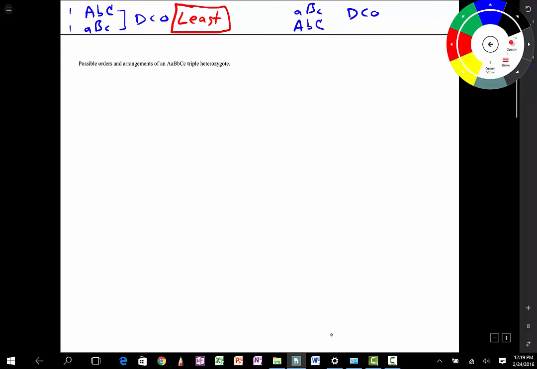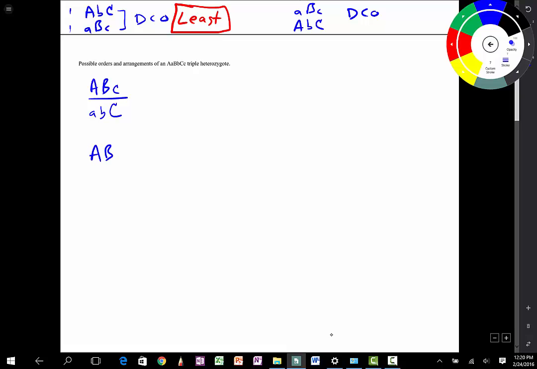I don't want to write all the possible arrangements, but I just did that case with big A, big B, big C. But let's say we started out like this, with a little c, and a little a, little b, big C. Now our parentals will be big A, big B, little c, and little a, little b, big C. These will be the parentals, because we know they're starting out that way. So they'll be the most.